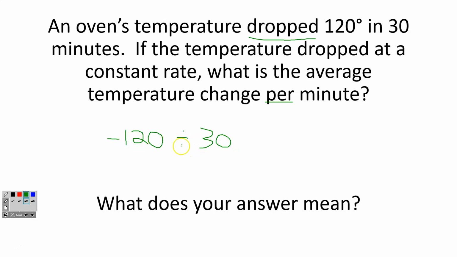So negative 120 divided by 30. A lot of times students want to say my answer is 40, which is not correct, because it's actually going to be a 4. Hopefully you're okay with that. If not, check that work on a calculator just to make sure. But my answer would be negative 4. What does my answer mean? Well, it dropped 4 degrees per minute.